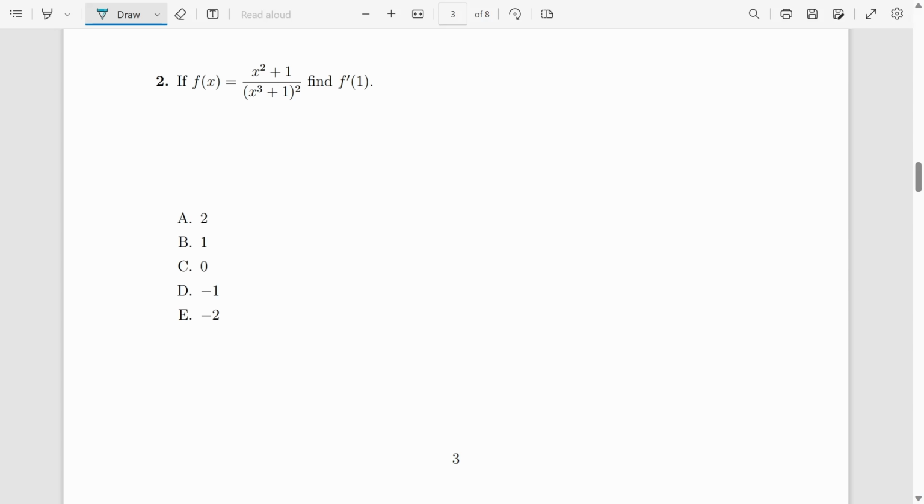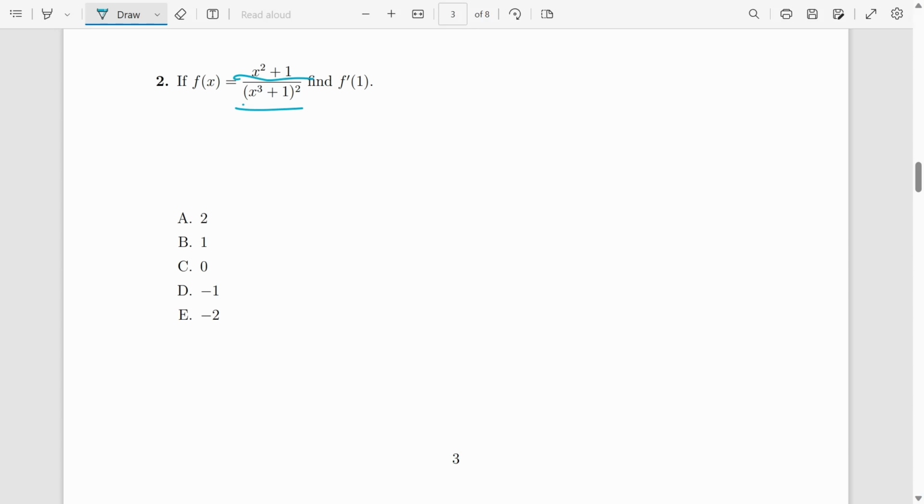All right, number two. Just a standard derivative problem. Take the derivative of the function and then plug in 1 for x after you do the derivative. So, the first thing we should do: we have a quotient, a fraction, so we should use the quotient rule.